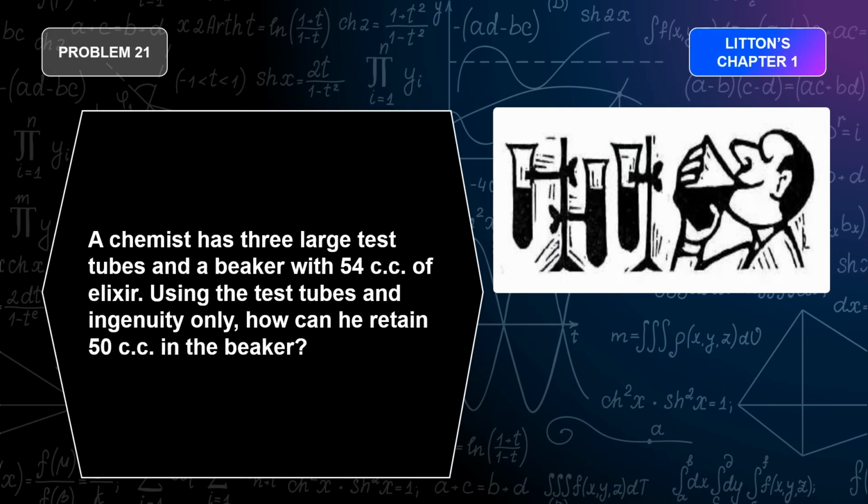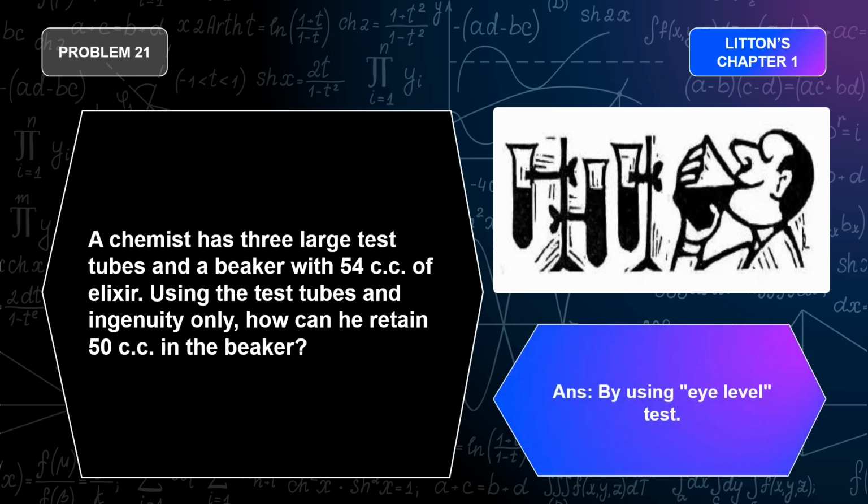Problem number 21. A chemist has 3 large test tubes and a beaker with 54 cc of elixir. Using the test tubes and ingenuity only, how can he retain 50 cc in the beaker? The correct answer is by using an eye-level test. By using an eye-level test, he divides 54 cubic centimeters between 2 test tubes, returning 27 cubic centimeters to the beaker.